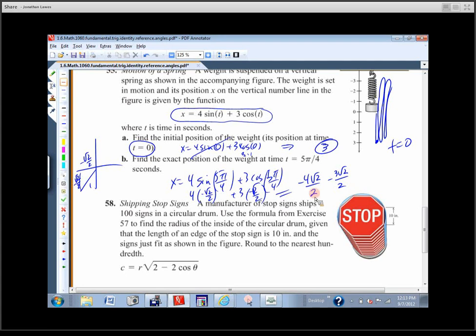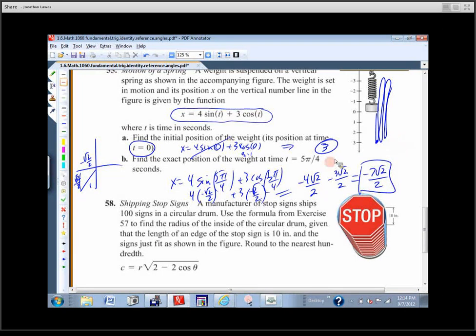You might be tempted to simplify this right here. Why would that maybe not be a good idea on this particular one? Because you can't simplify the other one, and it might be better to write these together. So if I have negative 4 radical 2 minus 3 radical 2, that's negative 7 radical 2 over 2, and that's the answer to that particular problem right there.